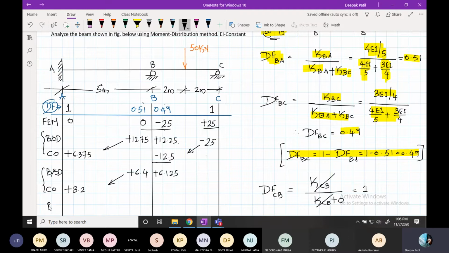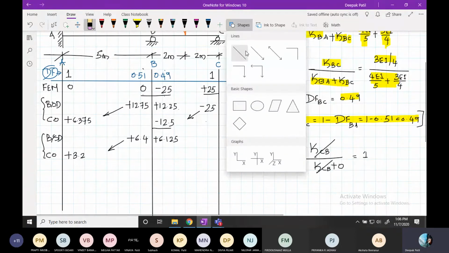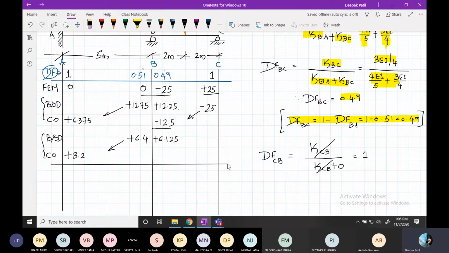Now, can I proceed with the third cycle? No, you can't proceed, because in the third cycle, the balance and distribute, you should not balance this plus 3.2, and nothing is there to balance on this side. So it means you have to stop here. Stop there and draw one horizontal line.